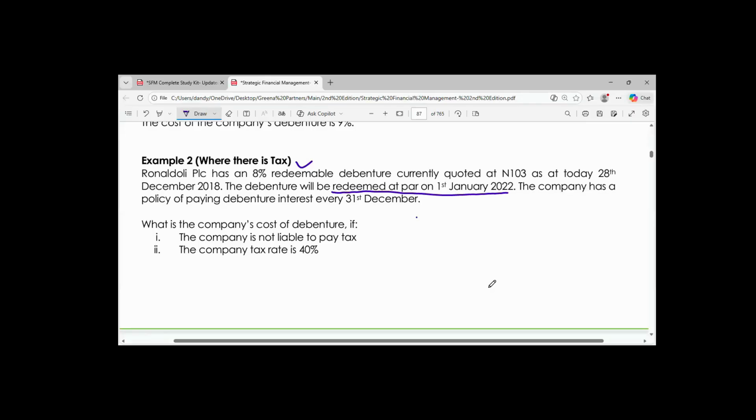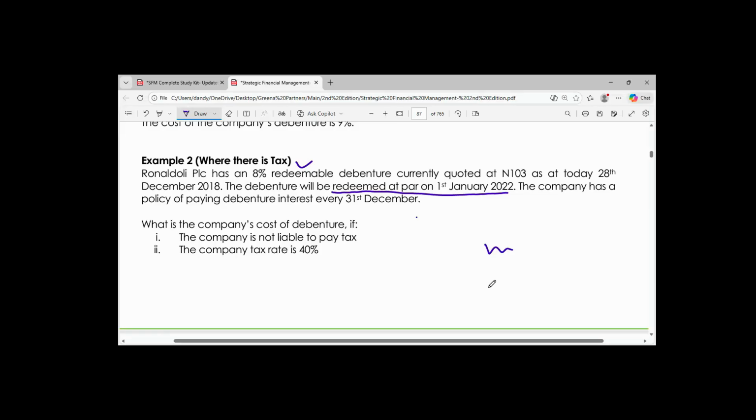Remember, before you can recognize a year, you have to count 12 months. So 28th December 2018 is not a year, it's just a day. So 2018 is not part of it. Your counting will start from 2019. So you have 2019, 2020, and 2021. 2022 is also not part of it because it is just 1st of January, not up to a year. Therefore, we have 3 years. Maturity date is in 3 years' time.